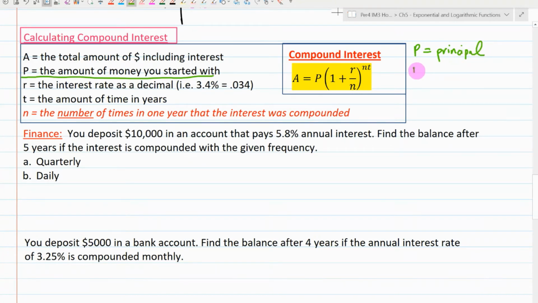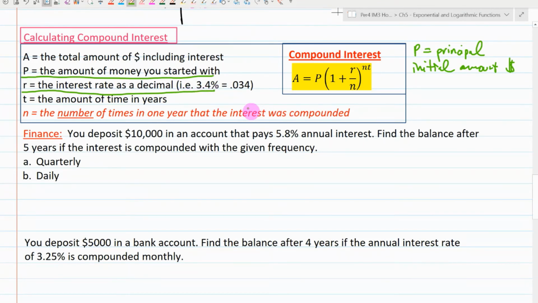And it just means the initial amount. So the initial amount of money you borrowed or the initial amount of money that you're loaning somebody, one or the other. R is the interest rate. It's always written as a decimal.